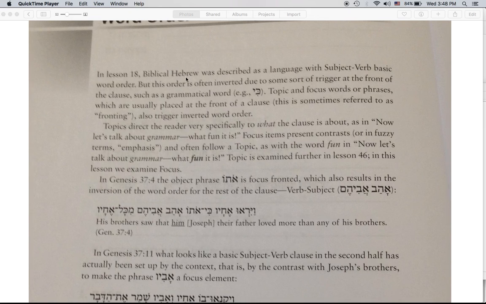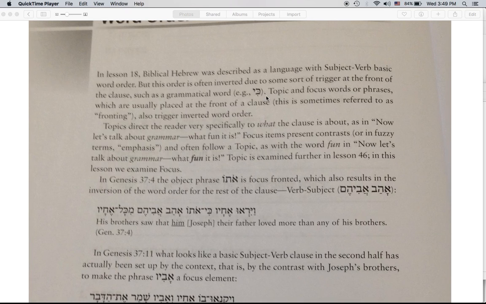In Lesson 18, Biblical Hebrew is described as a language with subject-verb basic word order. But this order is often inverted due to some sort of trigger at the front of the clause, such as a grammatical word. This is the most common thing that will make our word order change. If we add ki or asher, some other grammatical word, instead of subject-verb, we get verb-subject.